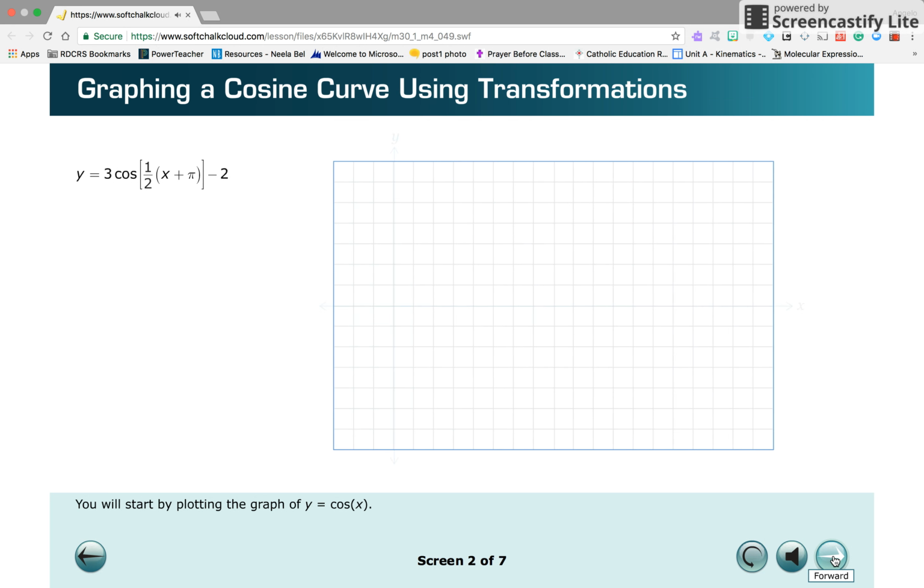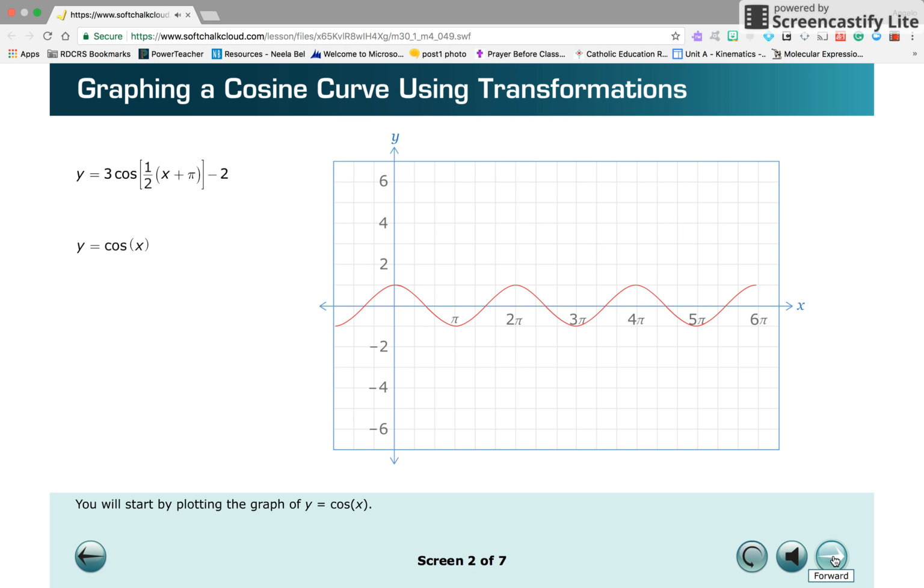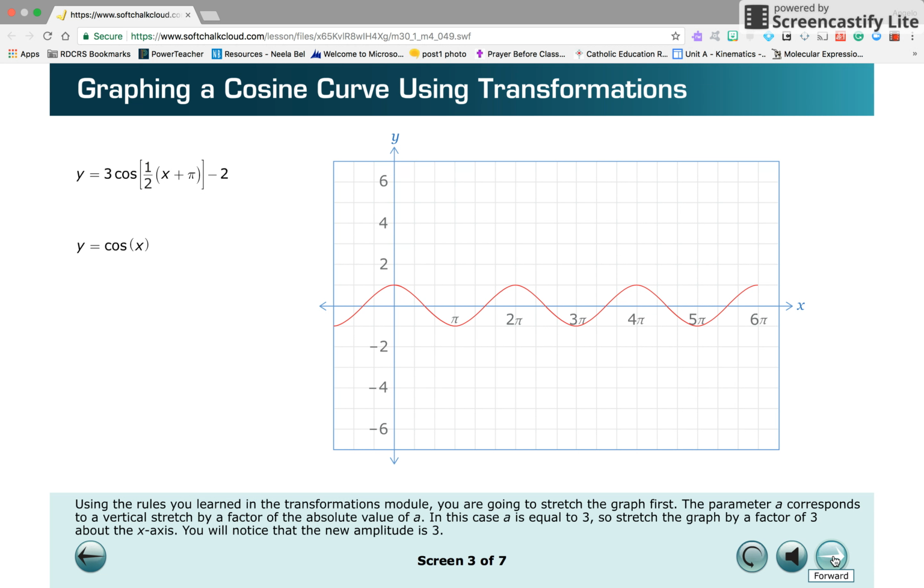You will start by plotting the graph of y equals the cosine of x. Using the rules you learned in the Transformations module, you are going to stretch the graph first. The parameter a corresponds to a vertical stretch by a factor of the absolute value of a. In this case, a is equal to 3. So stretch the graph by a factor of 3 about the x-axis. You will notice that the new amplitude is 3.